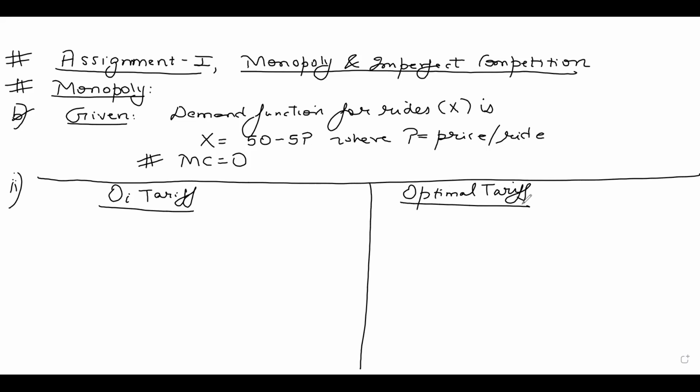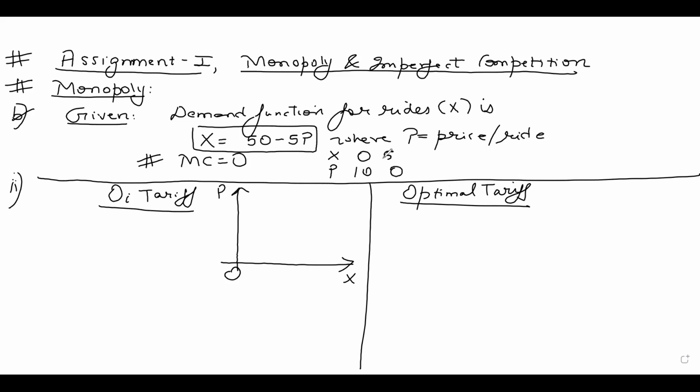First, if I quickly draw a demand curve, let's see what we get. So we have X and we have P here. When X is 0, P is 10. When P is 0, X is 50. This is my demand curve. And my marginal cost is 0, so the horizontal axis is my marginal cost, which is equal to 0.